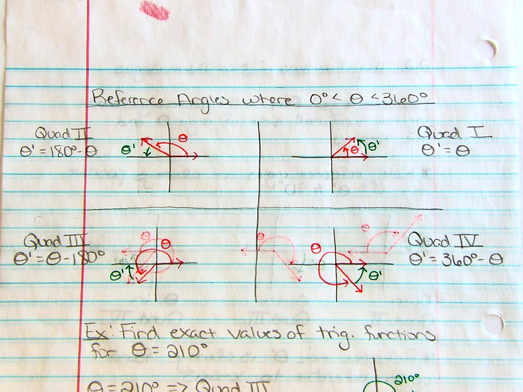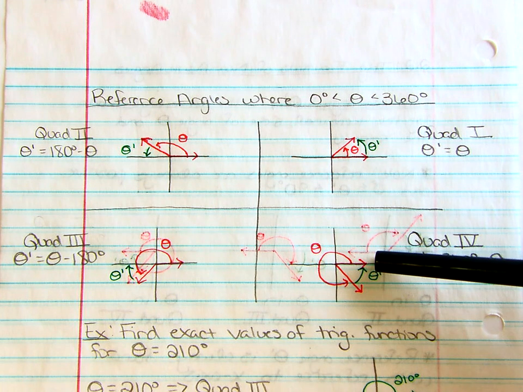Quad 3, though, you take your original theta and you're going to subtract the 180. And that's because your regular angle, the angle you're starting with, is actually going to be greater than 180. And then quad 4 is just like we just found, where we are taking 360, because if you go all the way around your Cartesian coordinate system, you're going 360 degrees. So you're taking 360 minus your theta.